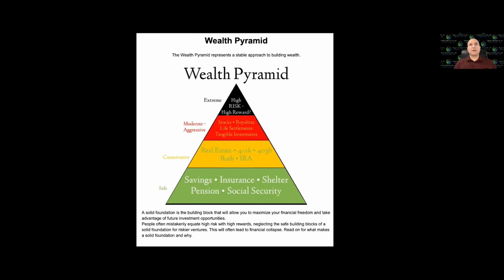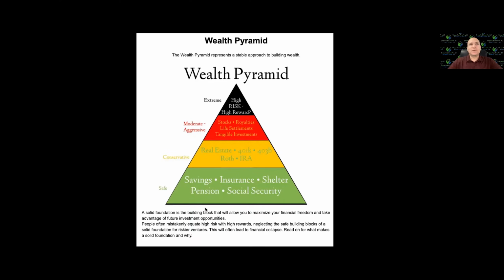So this is the wealth pyramid I created, and it's basically meant to represent a stable approach to building wealth. Now, you don't have to follow this pyramid, but the reason I created it is because we want to have a nice, solid financial base with which to build our wealth. If we start off with the inverted pyramid, where you have very risky investments as the core of where you're putting your money early on in your life, it's likely to topple over in the case of emergencies or stress to your finances. So that's why we use a pyramid.